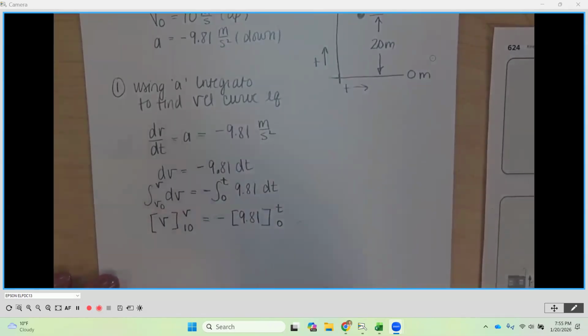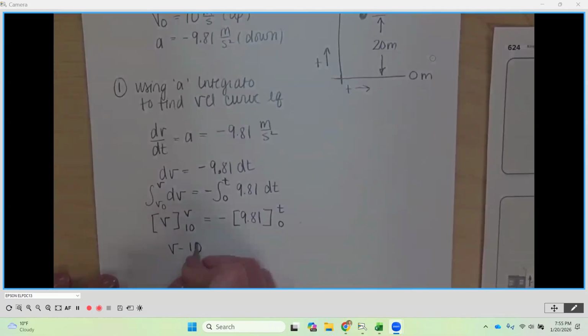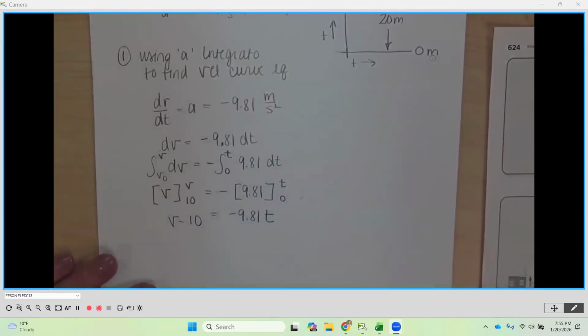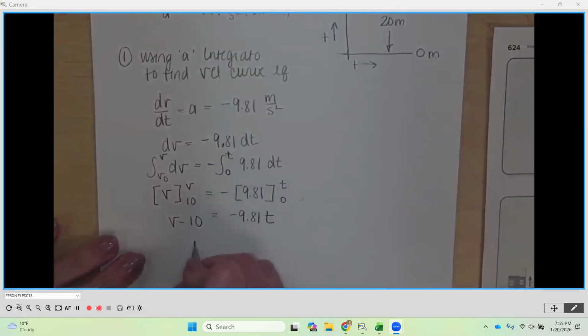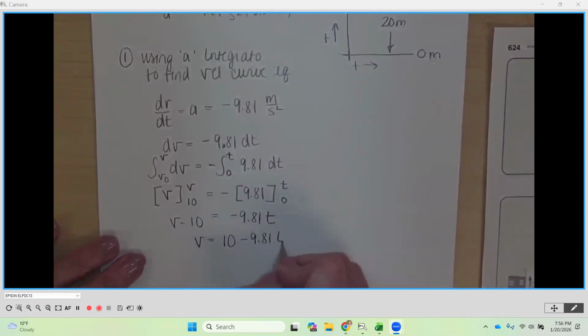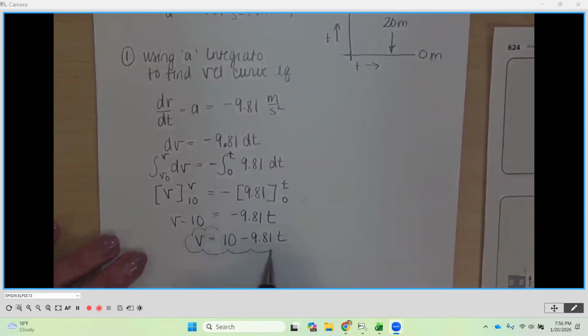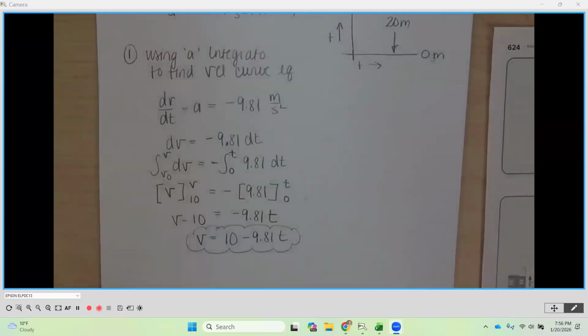Okay. So now doing the integral, we're going to get v minus 10 is equal to negative 9.81 t. And then it would be minus 0, but we don't have to put that. Now, solving for v, because we want our equation to be v is equal to, we're just going to take that negative 10 and put it on the other side. So v is equal to 10 minus 9.81 t. And that's it, right? Because the negative 10 becomes positive on the other side. And this is our equation for our velocity curve.